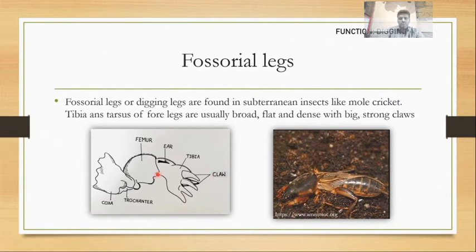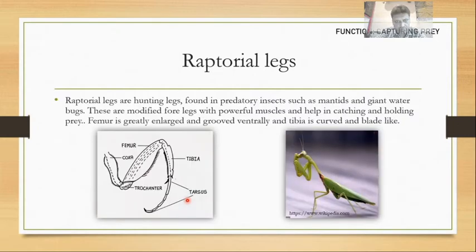You can see here that their coxa, femur, tibia all are broadened and they are very muscular. And at the end of the tarsus, they have very sharp claws. Now, these muscular forelegs, along with these sharp claws, help them in digging soil and making the burrow to go under the surface.